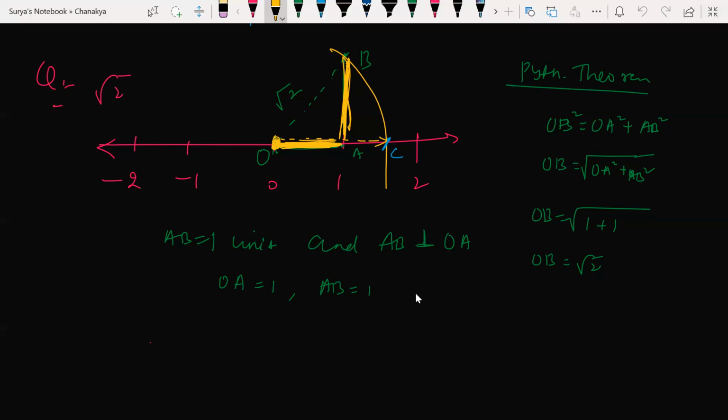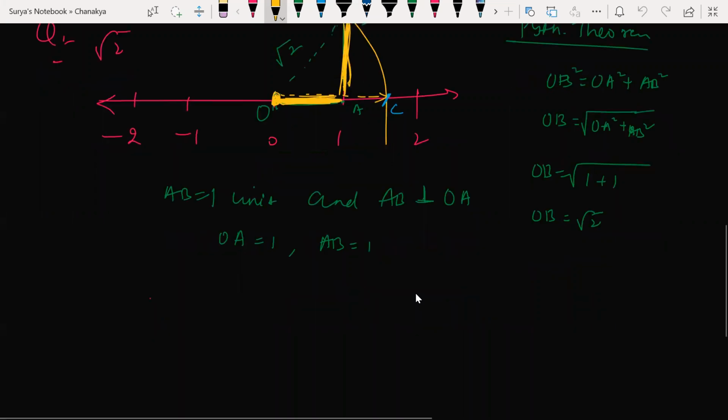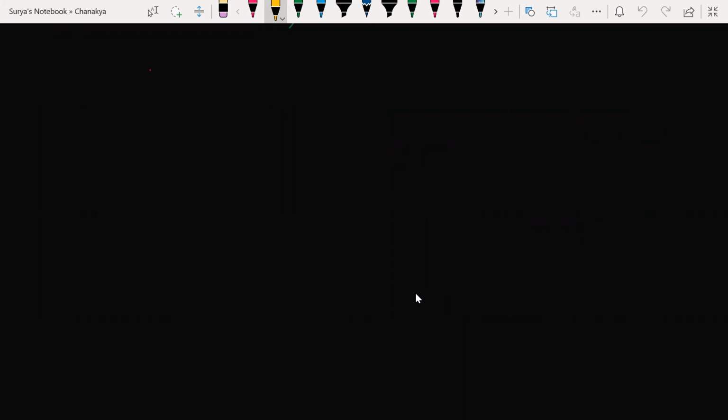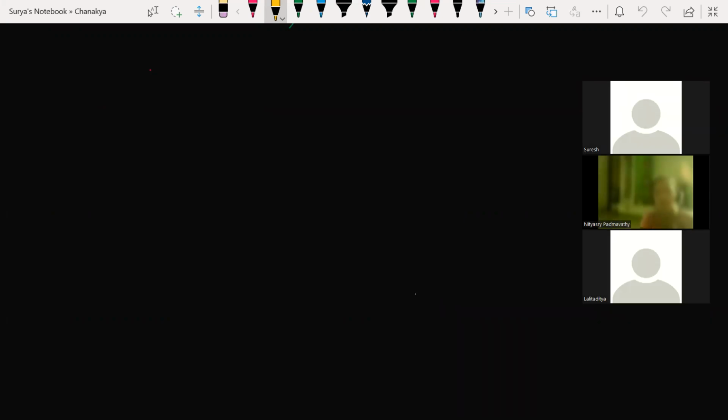Sir, can you tell how to mark root 9.3? Yes, if you wait, I'll tell you. First of all, guys, look at this here. Marking root numbers. What is your question? 9.3, sir. 9.3, beta, look at this here. Quite simple. Let me tell you. Let's write here the square root of 9.3. Correct?